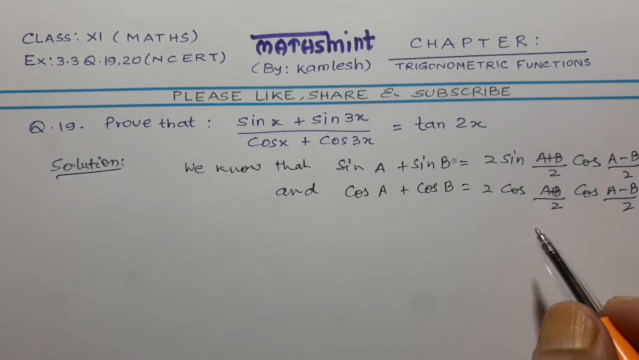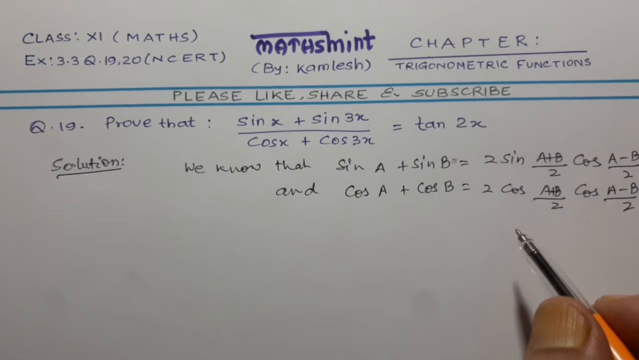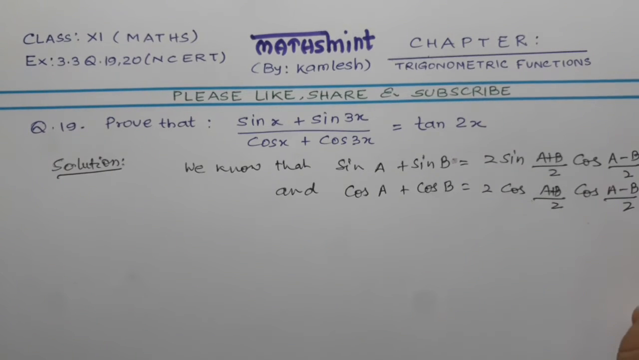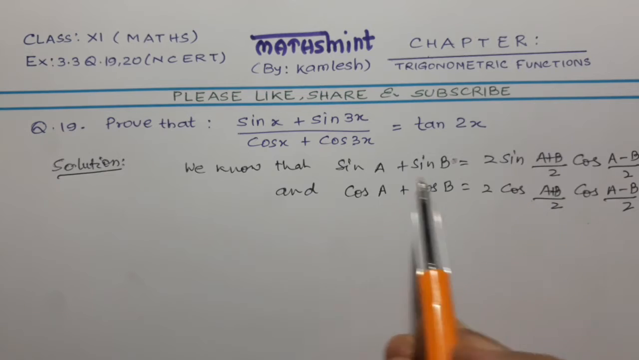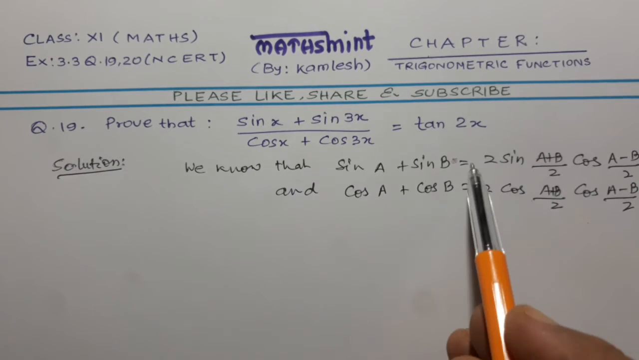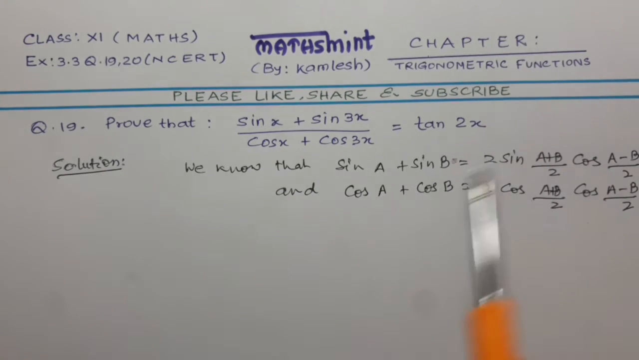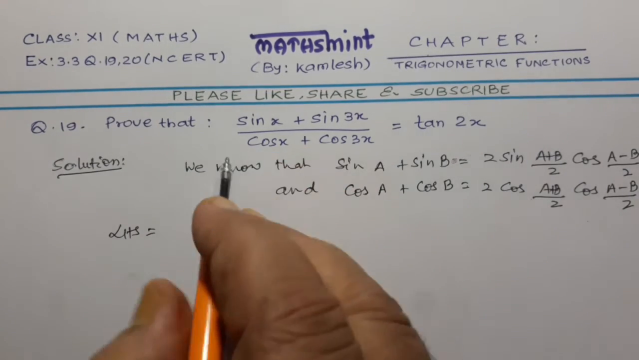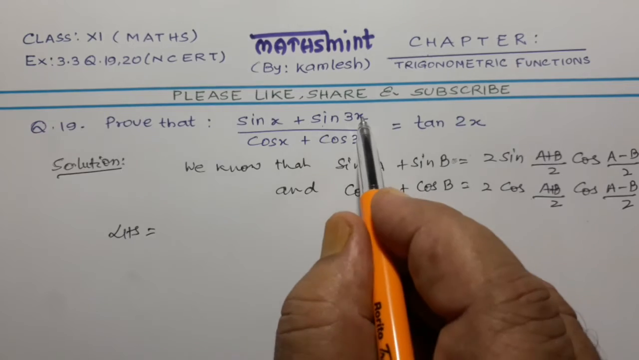These two identities we have applied in many questions earlier, and these are very famous identities. So we must learn this, and after applying these two identities in numerator and denominator respectively, we can go ahead, right? So LHS equal to sin x plus sin 3x.